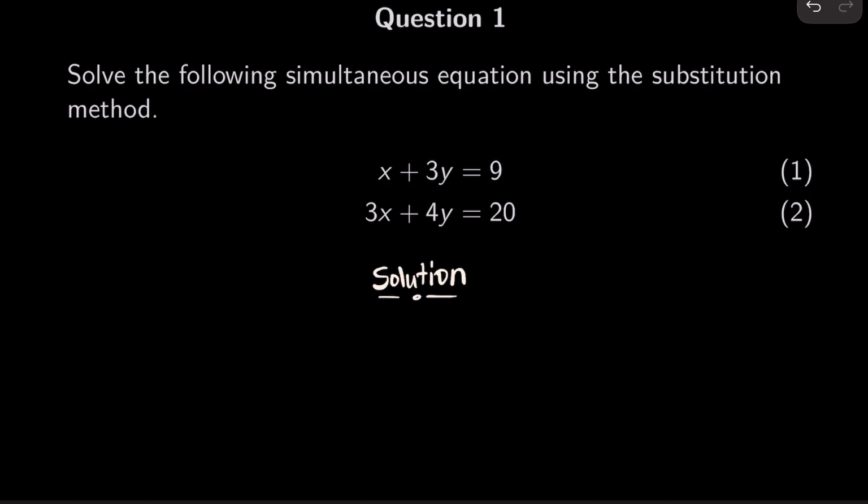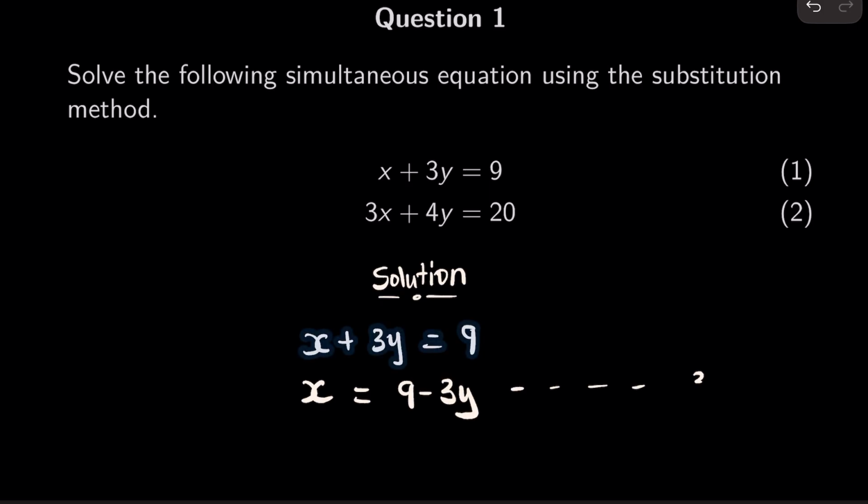So now let's take equation 1 for instance. From equation 1 we have x plus 3y is equal to 9. Now let's make x the subject in equation 1. Thus you're going to have x is equal to 9 minus 3y. Let's call this equation 3. So here we chose equation 1 and we made x the subject from equation 1, right?